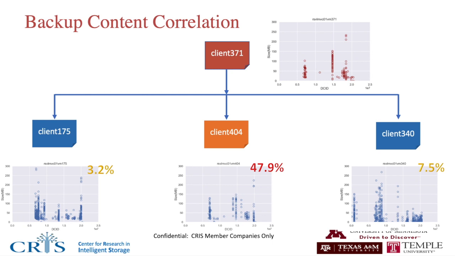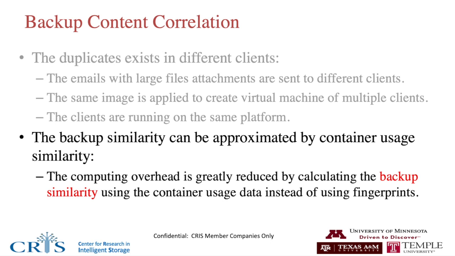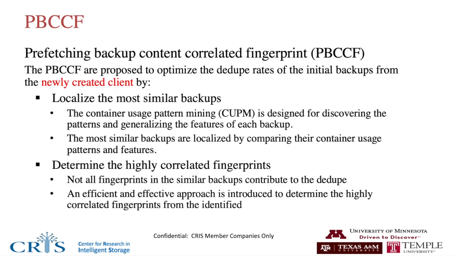When we plot the container usage of the backups, we found the backup whose prefetch achieves the best dedupe rate has the most similar container usage. Hence, one of the key points we generalize from the real backup system is that backup similarity can be approximated by container usage similarity. Using this approximation, the computing overhead will be greatly reduced by calculating the backup similarity using the container usage data instead of using the fingerprints.